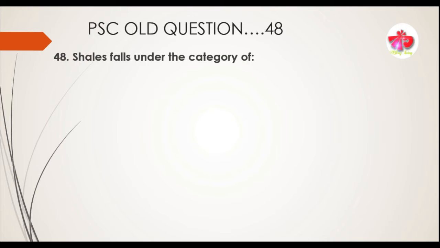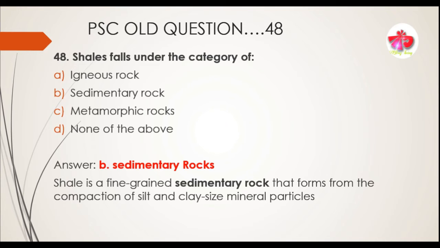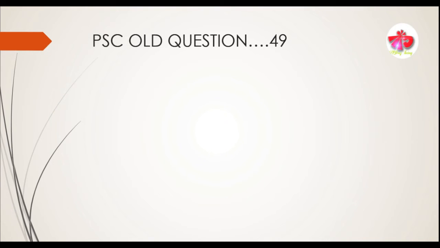Question number 48. Shales fall under the category of A, igneous rock, B, sedimentary rock, C, metamorphic rock, and D, none of the above. So friends, shale falls under the category of sedimentary rock. Option B. Shale is a fine-grained sedimentary rock that forms from the compaction of silt and clay-sized mineral particles.